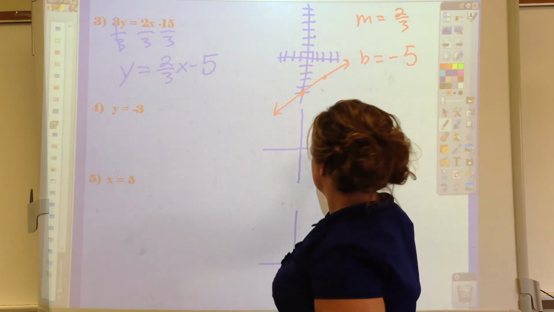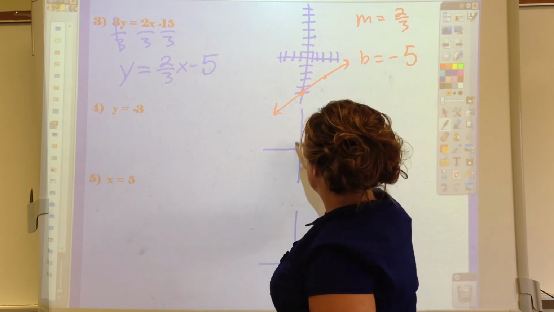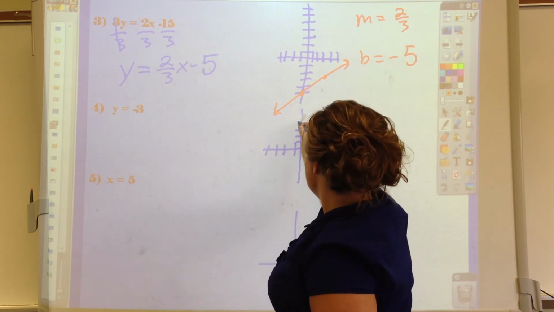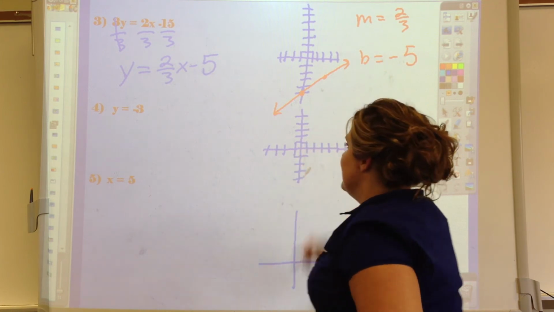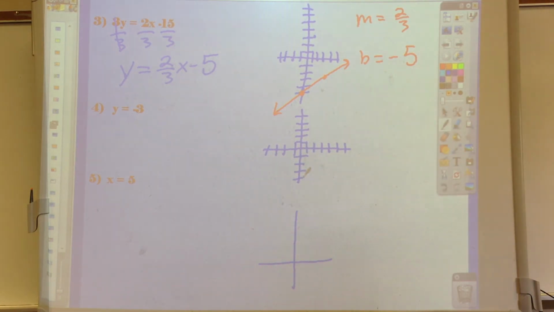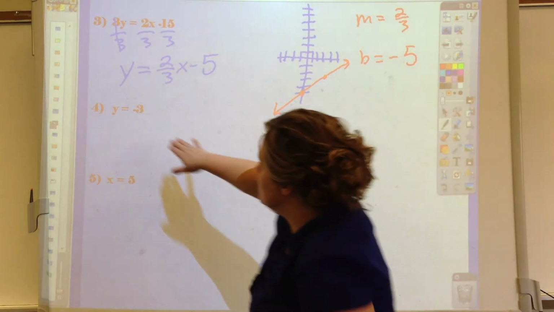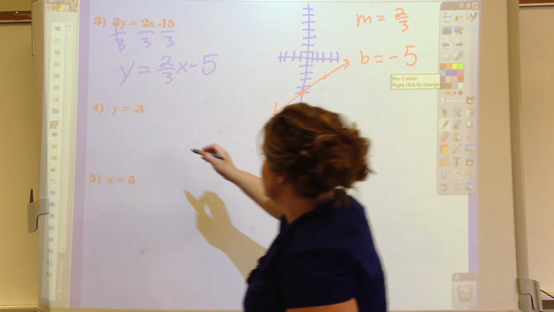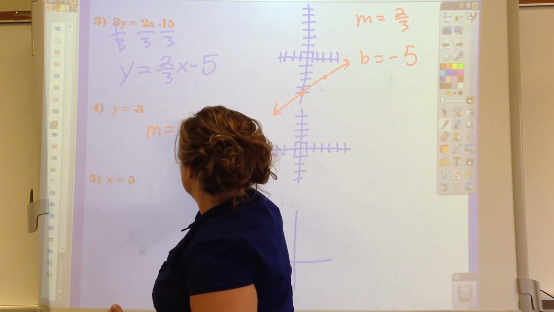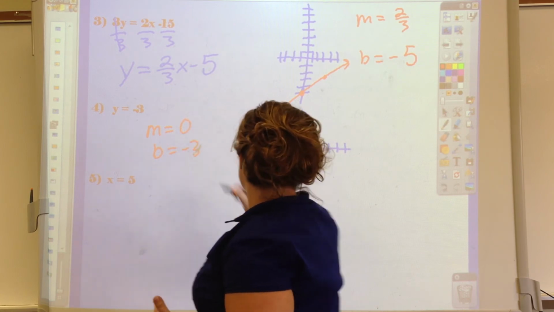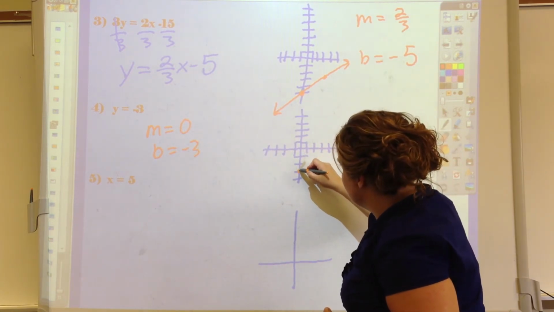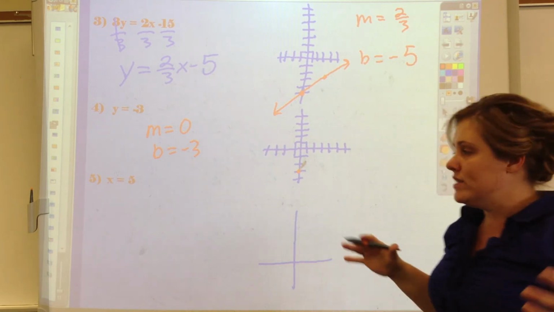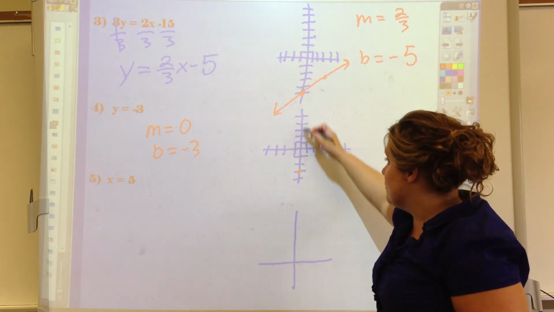And number 5. Number 4 is a little bit different because it only has one value. Y equals -3. Now please notice here, you essentially have an x, it's just a 0x. So that's going to mean that your slope is 0. For whatever x is over here, it's being multiplied by 0, so it's gone. And you have a y-intercept. It's essentially -3. So what we're going to do is come down here to -3, and notice that y is always -3.